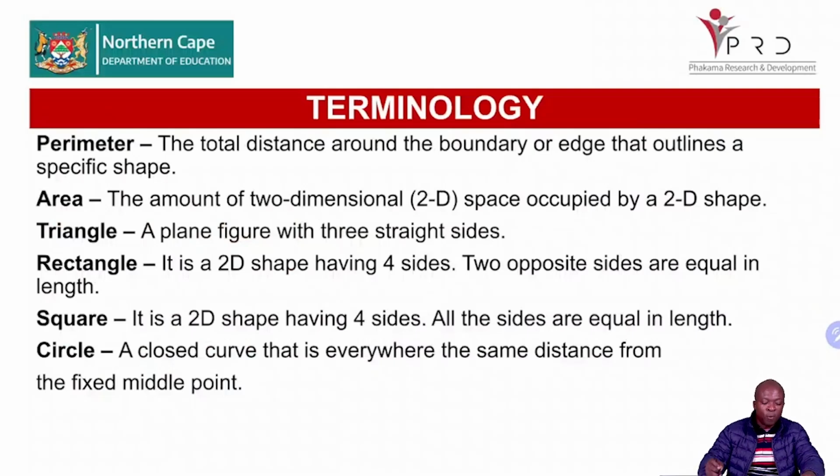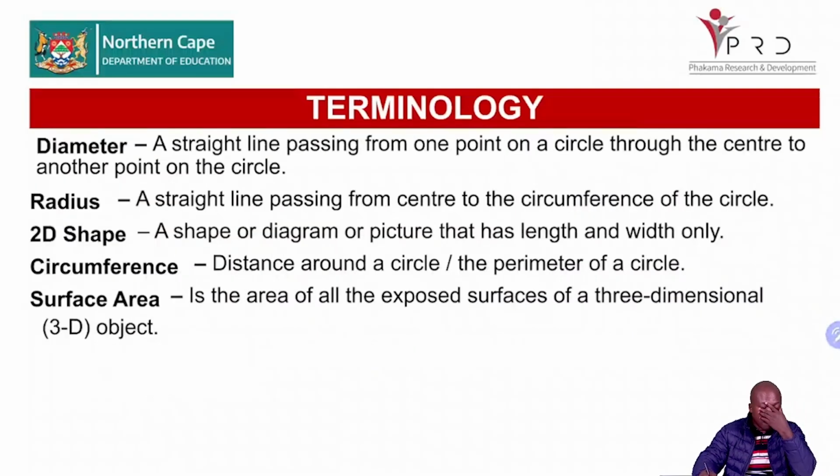Circle, we are talking of what? A closed curve that is everywhere the same distance from the fixed middle point, and that's what you call a circle. Okay, how about diameter? I think by now you know what you call diameter. It is the line that divides a circle into two equal parts. What does it do? It divides a circle into two equal parts.